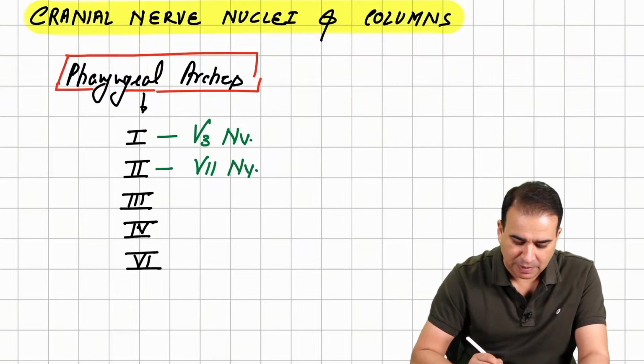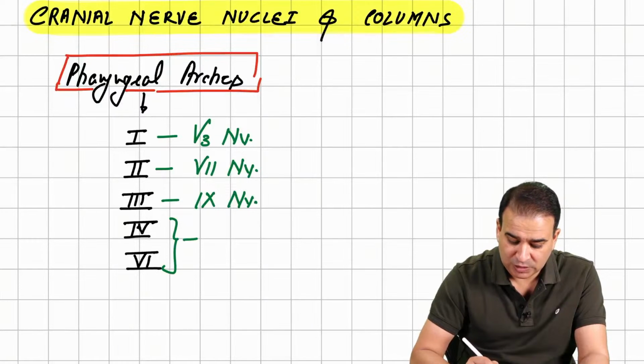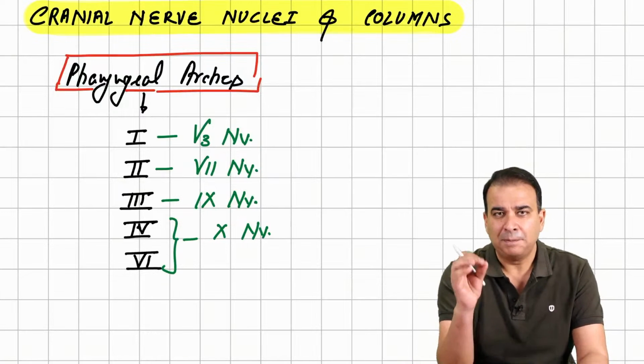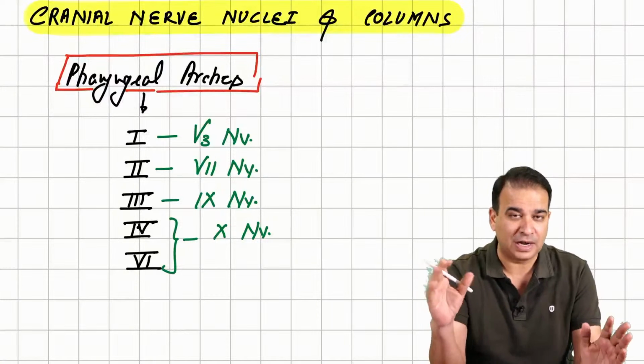Second arch is supplied by facial nerve. Third arch, glossopharyngeal nerve, whereas fourth and sixth arch, they both are supplied by the vagus nerve. Yes, different branches of vagus, but it's vagus here. Mandibular nerve, facial nerve, glossopharyngeal nerve, and vagus nerve are the nerves for the pharyngeal arches.